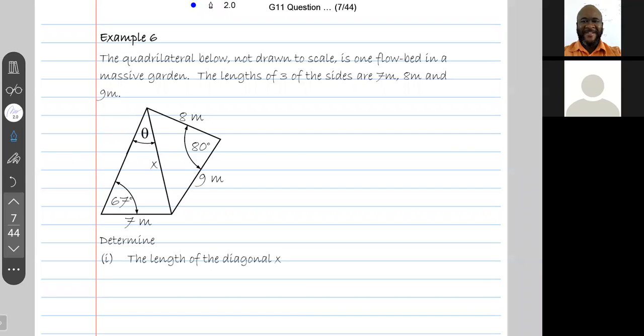All right, so to find the diagonal x, I'm going to use the triangle on the right. In the triangle on the right, I know the length of 2 sides and the angle between them, which is called the inclusive angle. I'm going to use that knowledge now to find the third side, which is x. So this is a condition for applying the cosine rule.